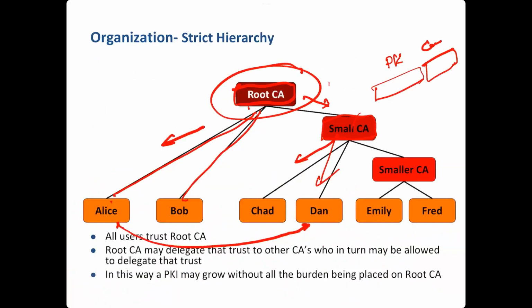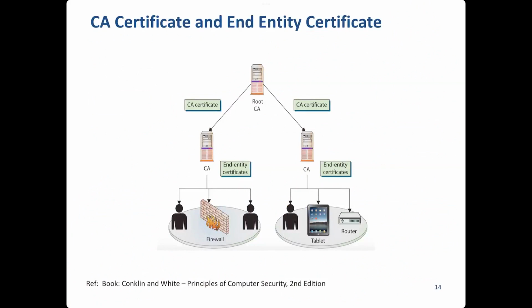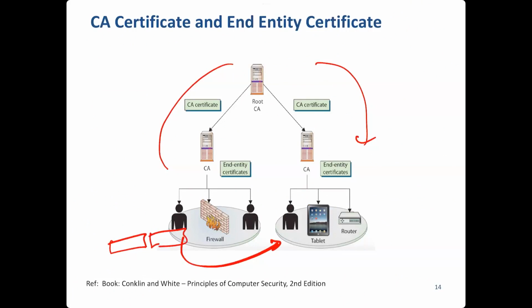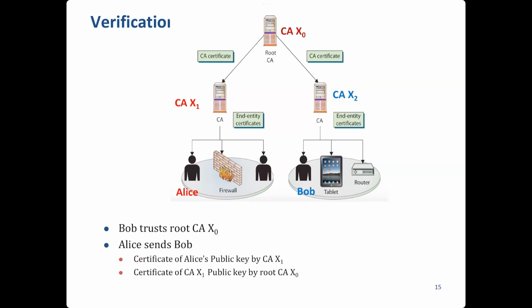Okay, all right. So now look at this case. What we have is exactly similar, right? I mean, we have hierarchies of CAs. And then when somebody from here communicates to another, the public key must be attached with a number of CA certificates. This is the verification. Where is Bob? Bob is here. Bob trusts CA0, because it is the root CA. Everyone must trust it.